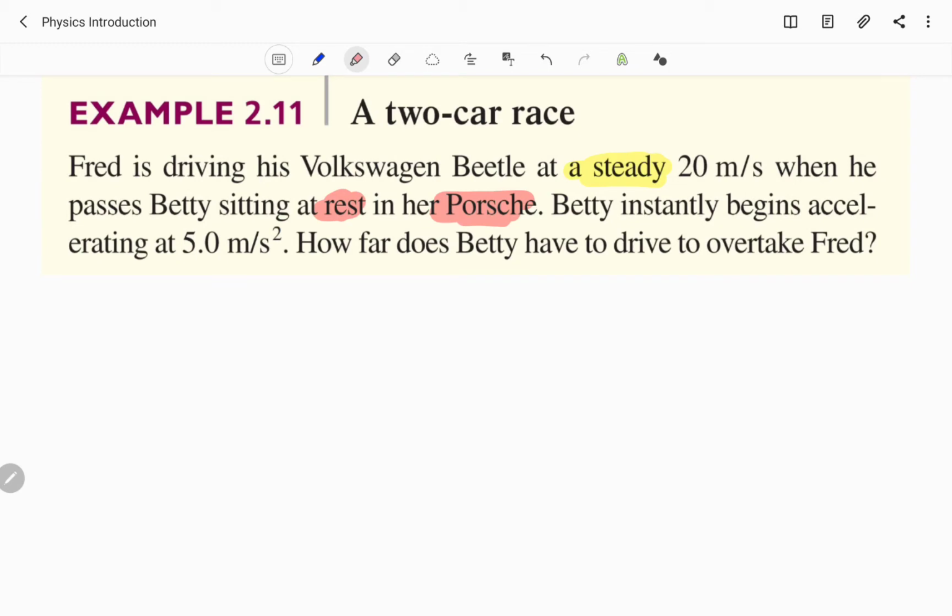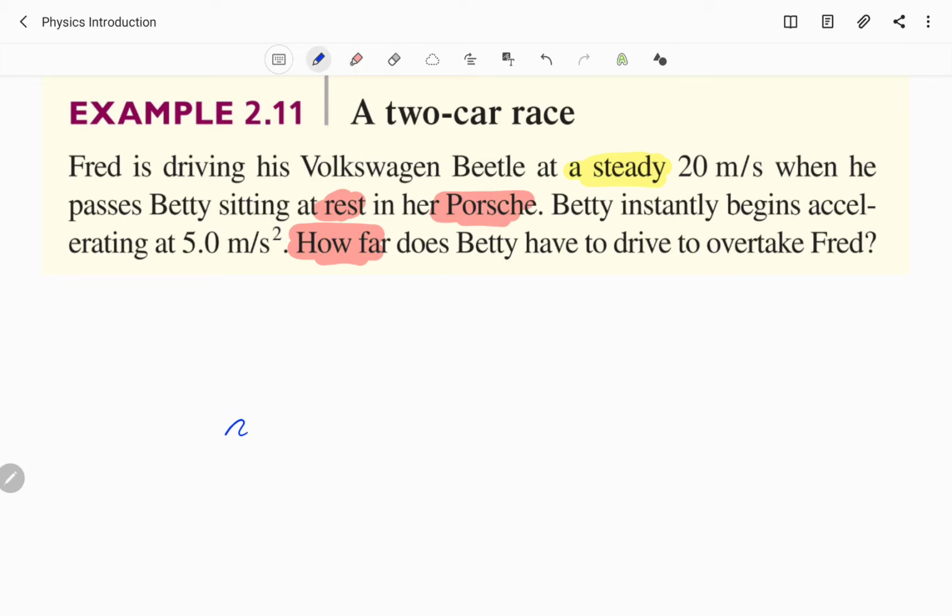Question: how far does Betty have to drive to overtake Fred? So how far means how many meters she needs to move in order to overtake, to reach Fred. So let's solve by using diagrams, because a diagram will help us solve this kind of problem easily.